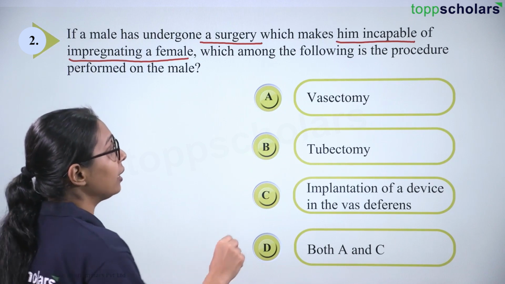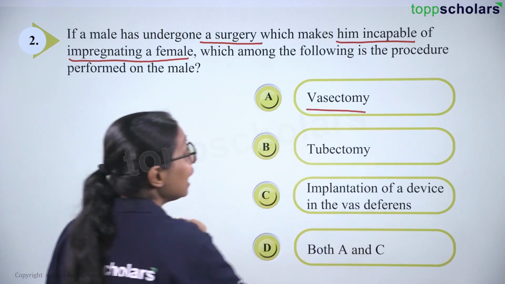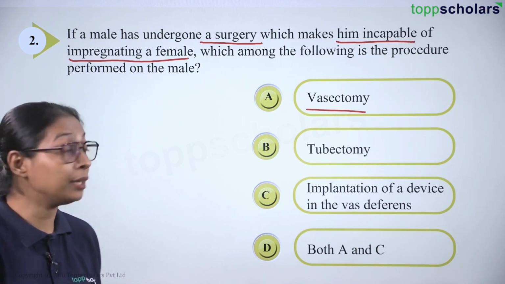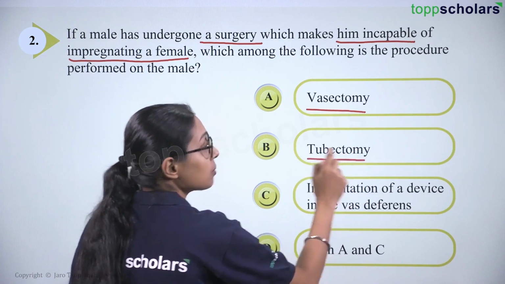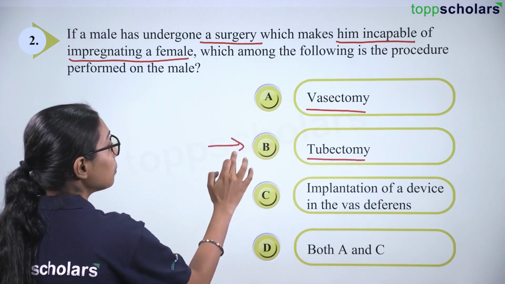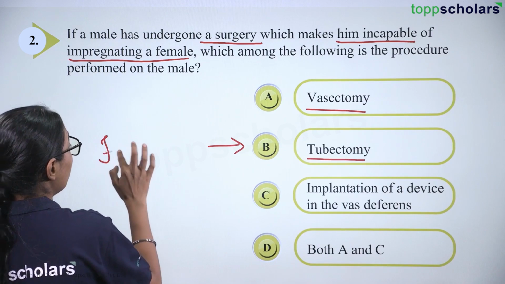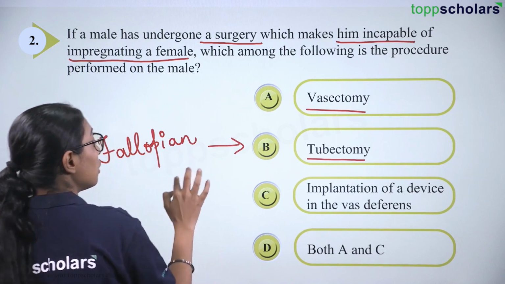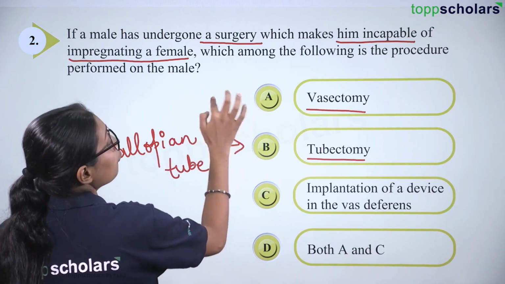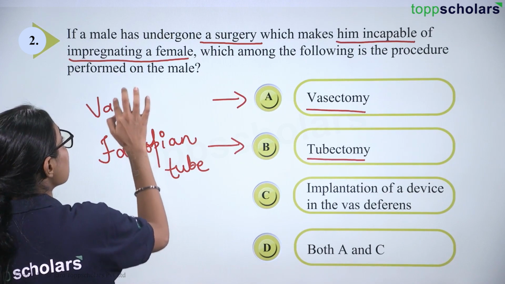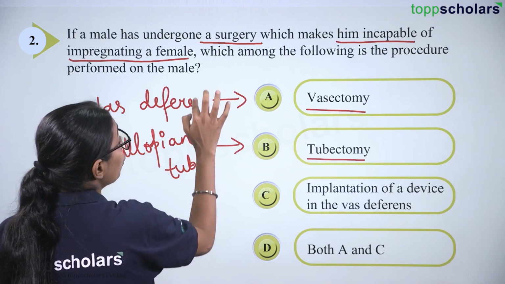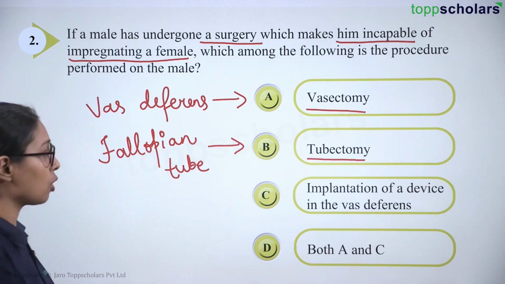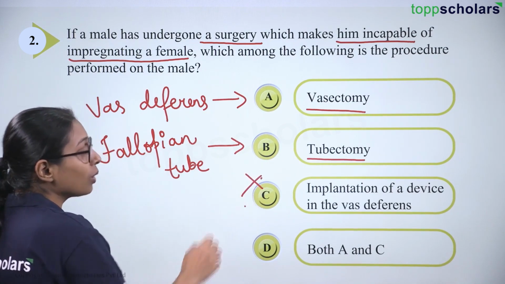Let me give you an idea. When you talk about vasectomy, children, in this particular case, the vas deferens is cut and tied. The term tubectomy is taken from the fallopian tube. Tubectomy is the term for the surgery where a fallopian tube is considered. When you talk about vasectomy, it is the vas deferens. So you all decide which would be the one. Implantation of a device in the vas deferens is of course not something which is possible. So I believe now you will get the correct idea.